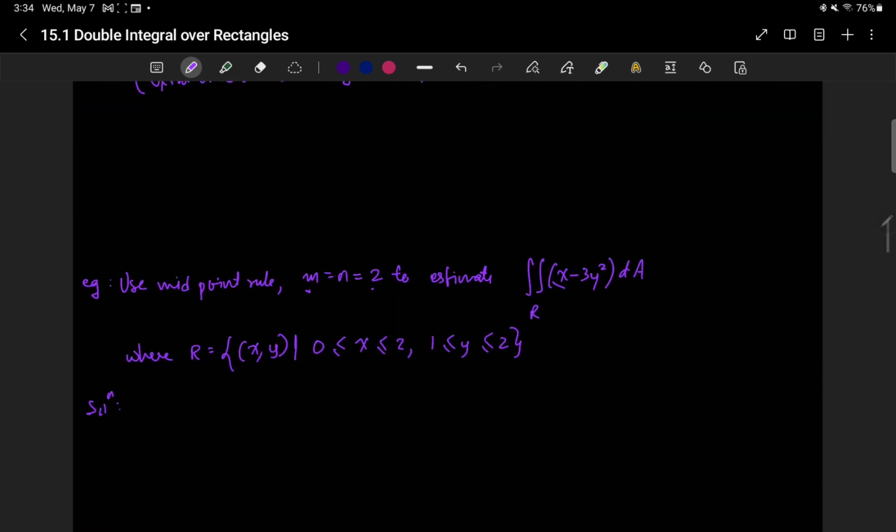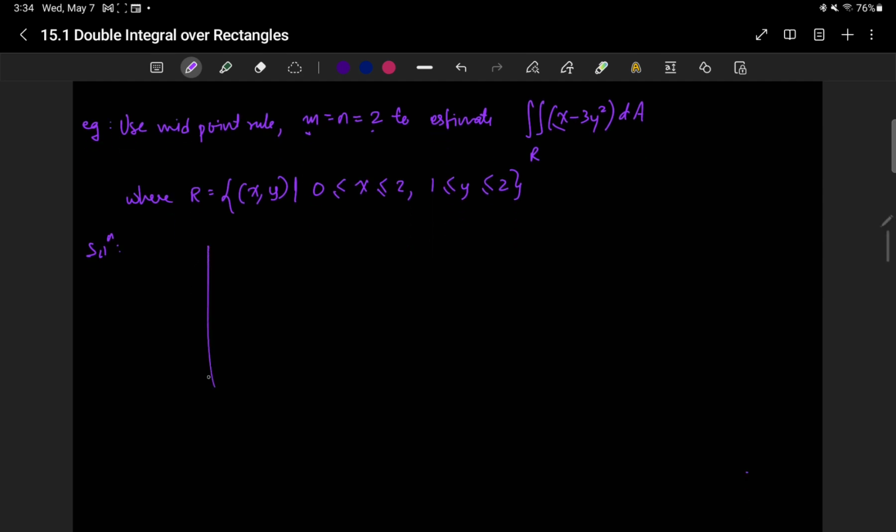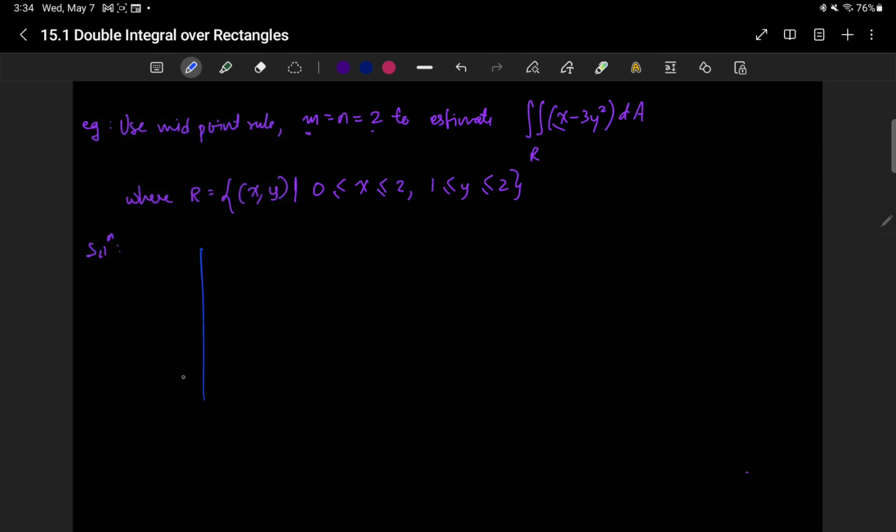Let's look at another example which says use midpoint rule, m equals n equals 2. So we have a 2 by 2 grid again, and estimate this integral. So we are interpreting this as a volume question where x is between 0 and 2 and y is between 1 and 2. Here our region is slightly shifted in that it's not around the origin anymore. So x is between 0 and 2, but y is between 1 and 2.